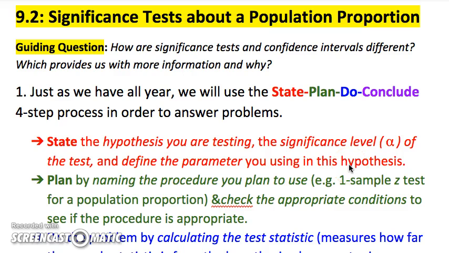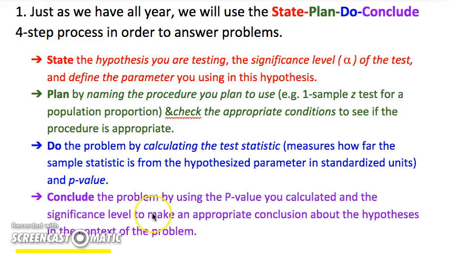Let's look at what it looks like for a sample proportion. So this is our state, plan, do, conclude, where we state the hypothesis we're testing and the alternative, and define the parameter mu or p. We plan by checking our conditions. We do the problem by calculating the test statistic in terms of z or t, depending on whether we're using a sample proportion or sample mean, and whether we know the population standard deviation. And we conclude by comparing the p-value to the alpha level. Also, we'll add the alpha level into the state portion.